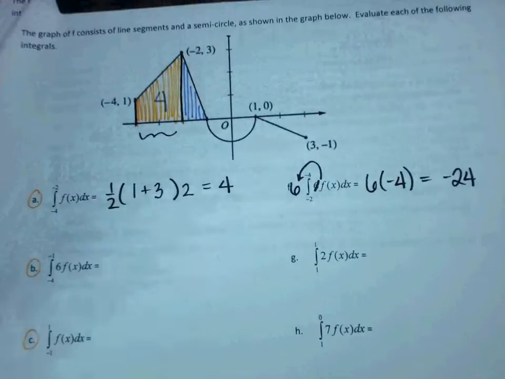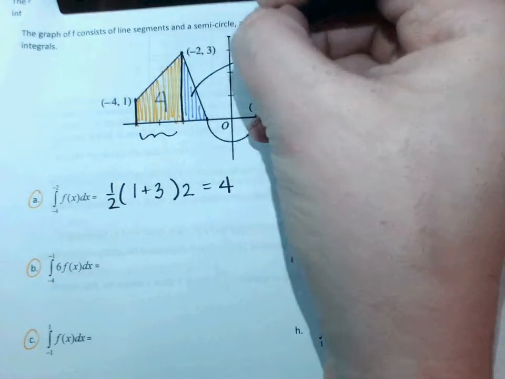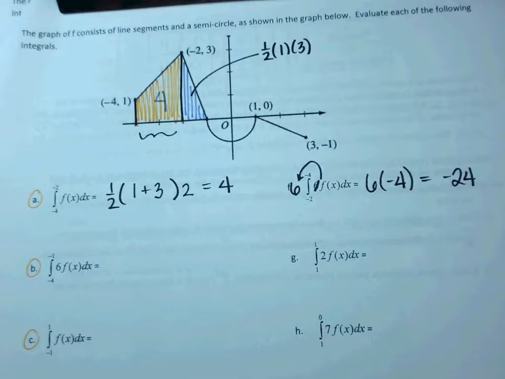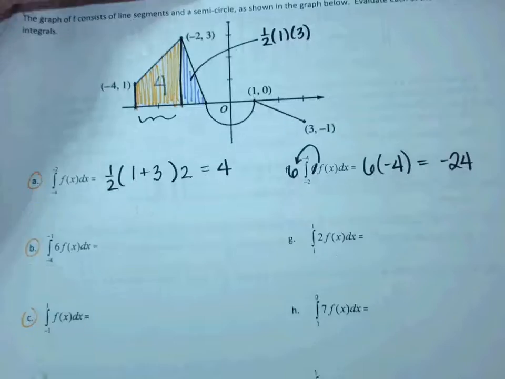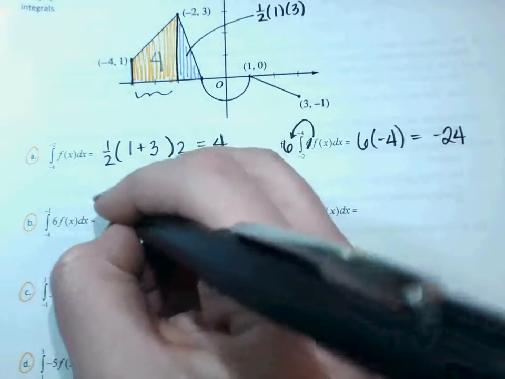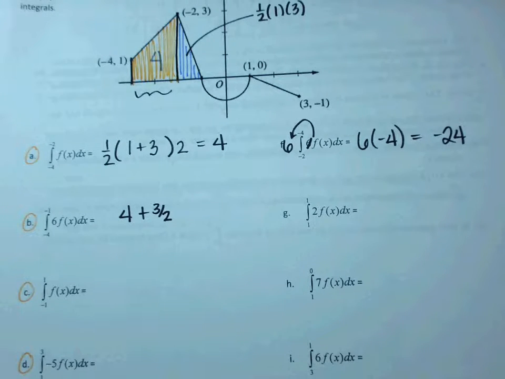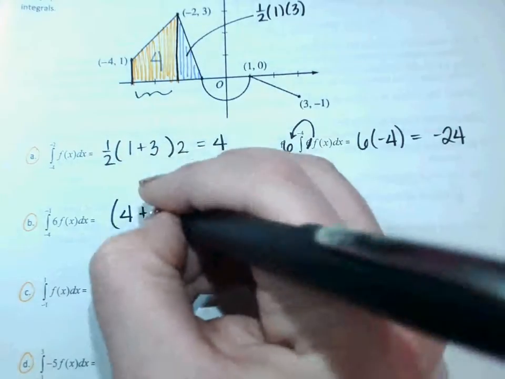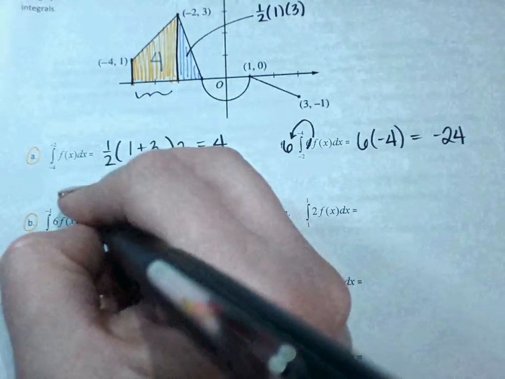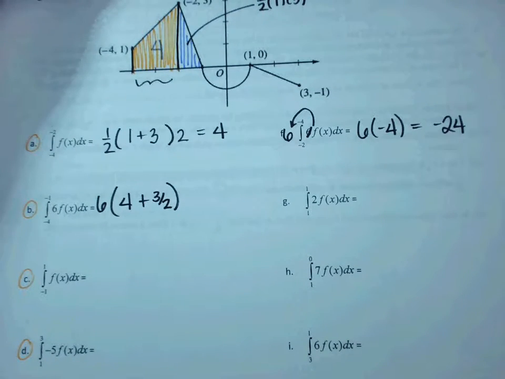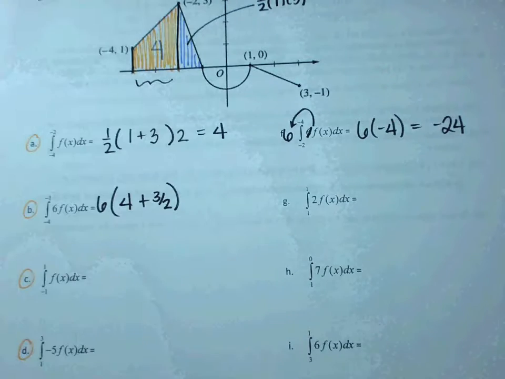It would be 1/2 base times height. 1/2, my base is 1, my height is 3. So that would just be 3/2. So what would my area be in part B? It would be 4 plus 3/2. Can I leave it like that? No. Okay. So I can leave this, but I don't want to forget about the 6. That's right. So for free response, that would be acceptable. And then just keep that 6 right there. G should be easy. What's G? Integrate 1 to 1. 0, because you'd have no area.